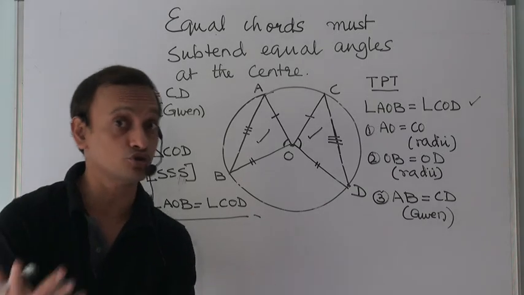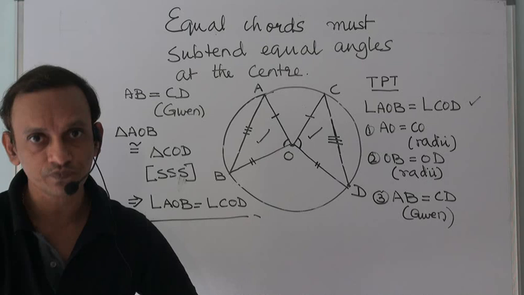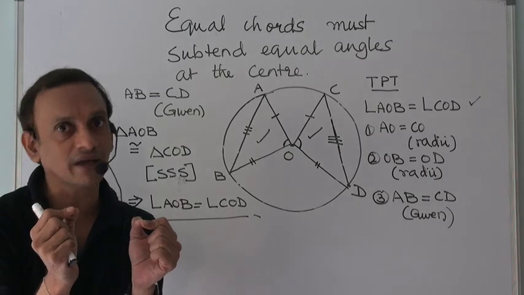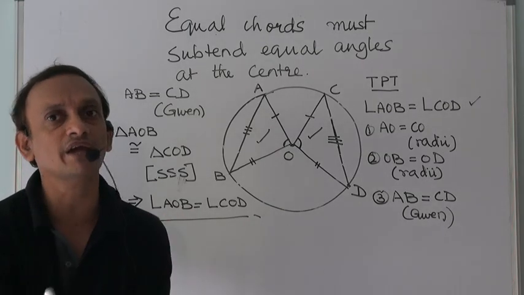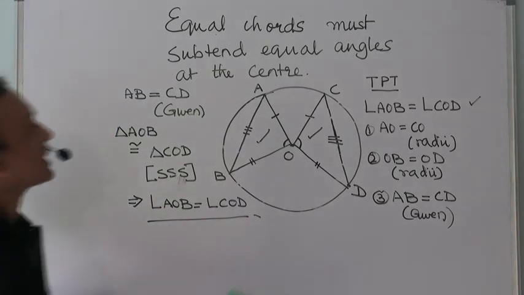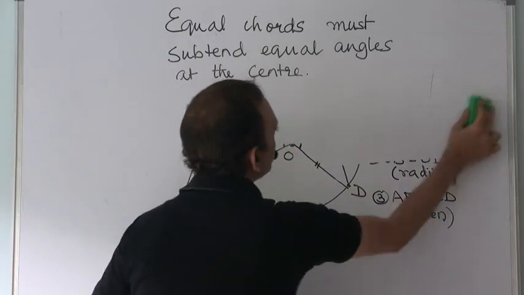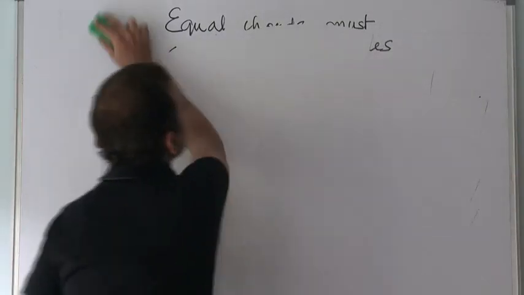We would then want to check if the two chords are equal or not. That means if there are two chords and they are known to subtend equal angles at the center, we wish to check if the two chords are equal or not. Let's examine that proposition. That means the converse of this property.